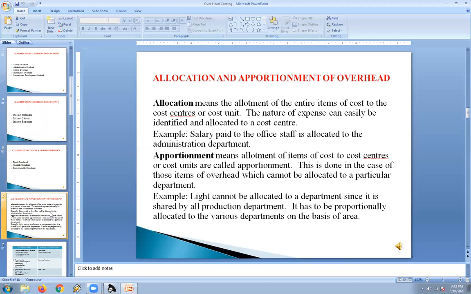Before going to calculate the primary distribution of overheads, let us know what we mean by allocation and apportionment of overheads. Allocation of expenses is the allotment of entire items of cost to cost centers or cost units, where the nature of expenses can be easily identified and allocated according to the cost center.